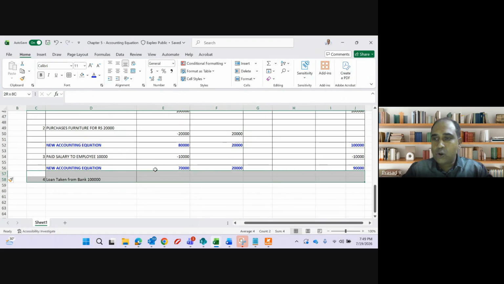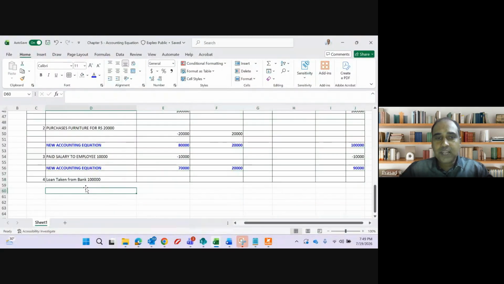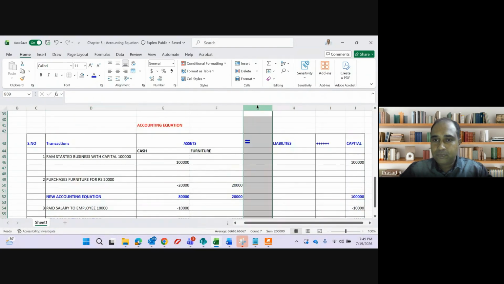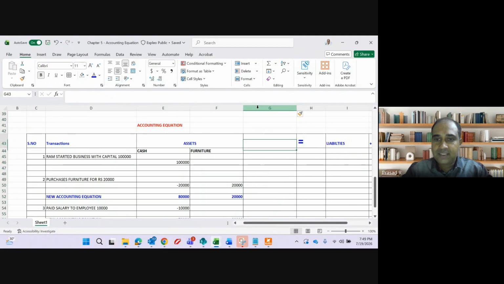See, when I take a loan, the loan will not come in cash. It will come into a liability account. It will come into my bank account. So the two accounts involved: one account is the bank account, and another account will be creditors, or we will call it bank loan.